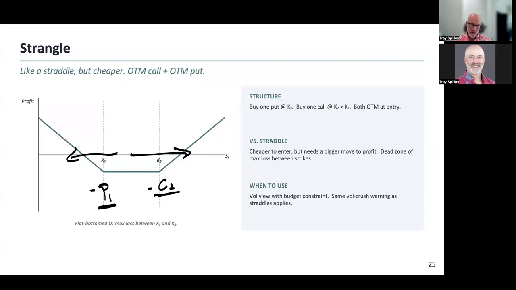And so our dead zone of max loss, while it's not as steep if there's a volatility crash, it is wider, these regions here. So, when do we use this? When we have a view on volatility being high, but we don't have enough money to put on a straddle, right? Or we're concerned about vol being crushed, which would deepen losses in a straddle.